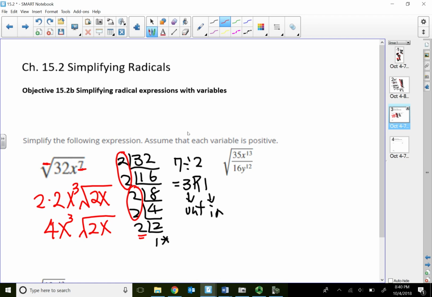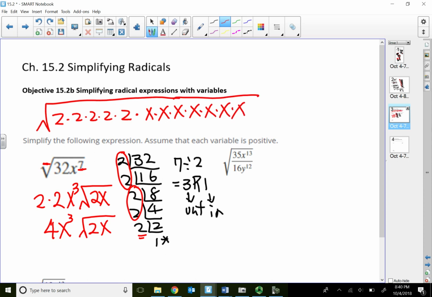If I break it down completely, it should look something like this. 32 is made out of 2 times 2 times 2 times 2 times 2, 5 of them, times x to the 7th, which is 1, 2, 3, 4, 5, 6, 7. I'm looking for two of the same thing to go outside. So these two go outside as one, these two go outside as another one. These two x's go outside as one, these two go outside as another, and these two go outside as another one. So I actually have x times x times x, which is x to the third.